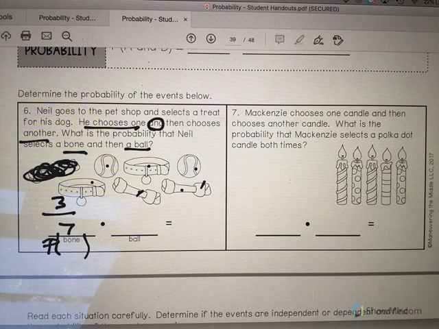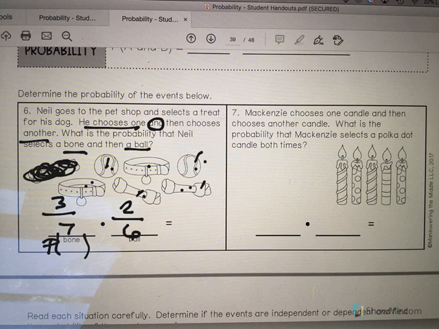Okay, so he selected that bone. So now we're looking at the ball. How many balls? 2. That's great. And how many outcomes do we have now? 1, 2, 3, 4, 5, 6. 6. So notice our new denominator changes.